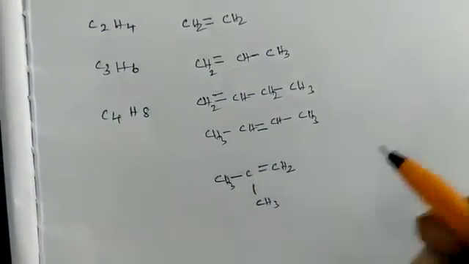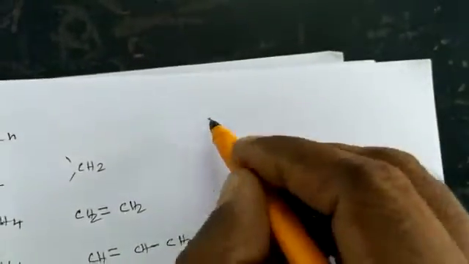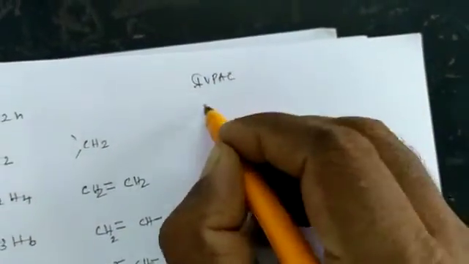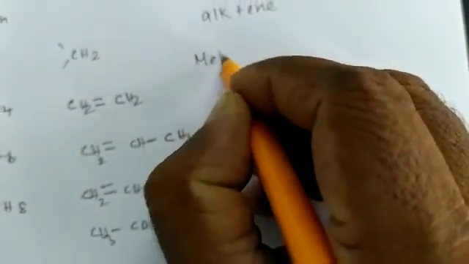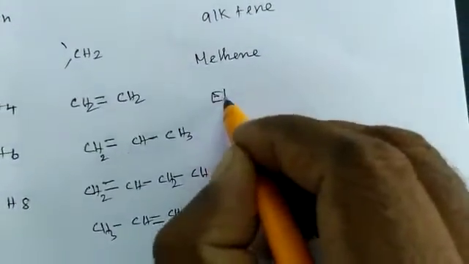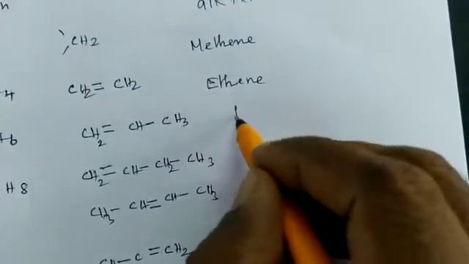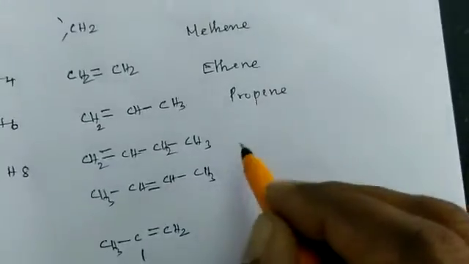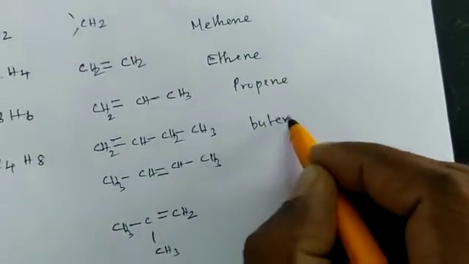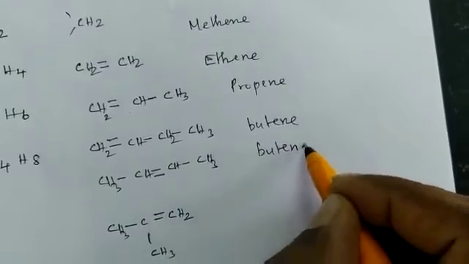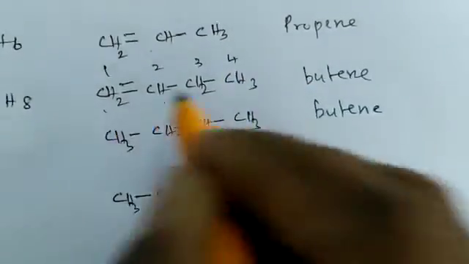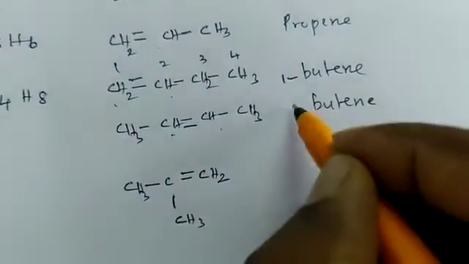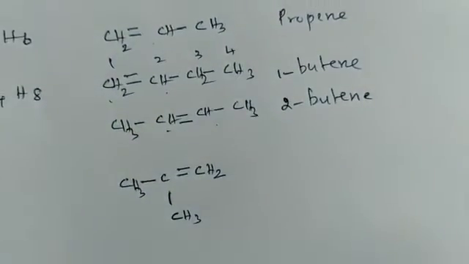How to name it? In the IUPAC system, it is named as root word plus ENE. That means alkene. First one's name is methene, second one ethene. Root word plus ene. Three carbon atoms, propene. Here, both are butene. We can distinguish by using the position of the double bond. 1, 2, 3, 4. Here the double bond is between 1 and 2, so this is called 1-butene. Here it is called 2-butene.